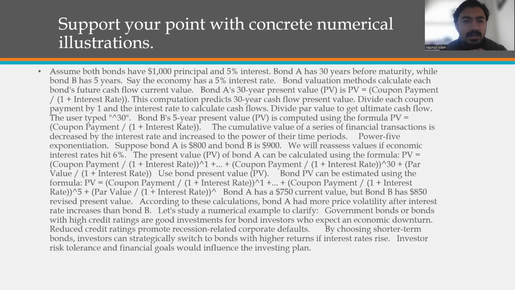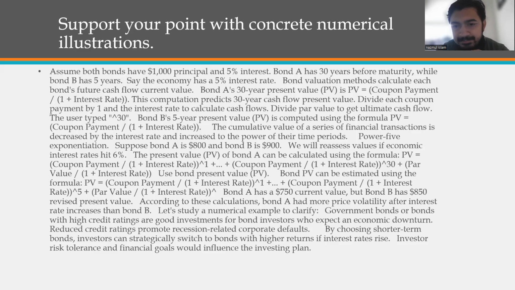Divide each coupon payment by 1 plus the interest rate to calculate cash flow. Divide the par value to get the ultimate cash flow, raised to the power of 30. Bond B's 5-year present value is computed using the formula: present value equals coupon payment divided by 1 plus the interest rate, raised to the power of the time period. So power of 5. Suppose bond A is $800 and bond B is $900.